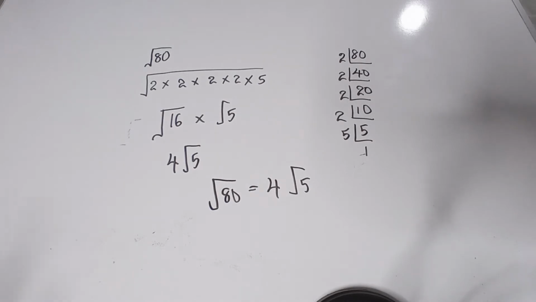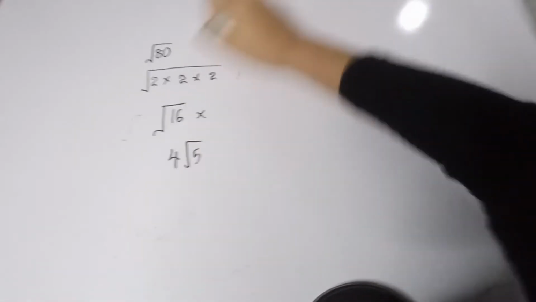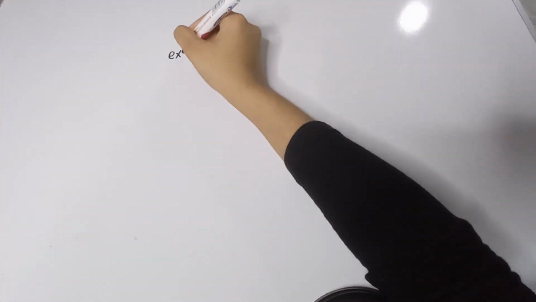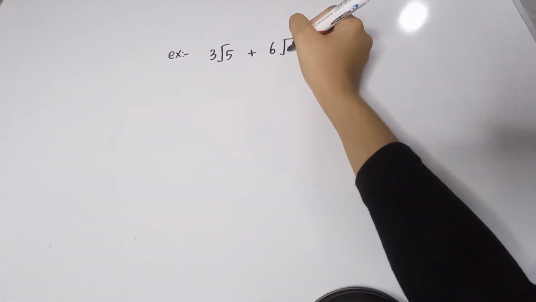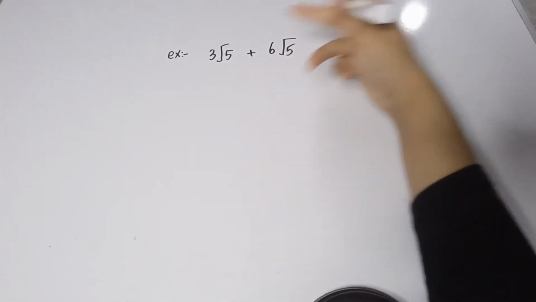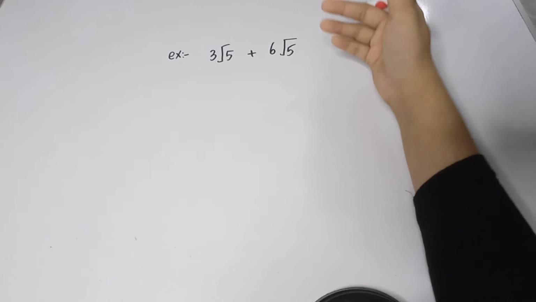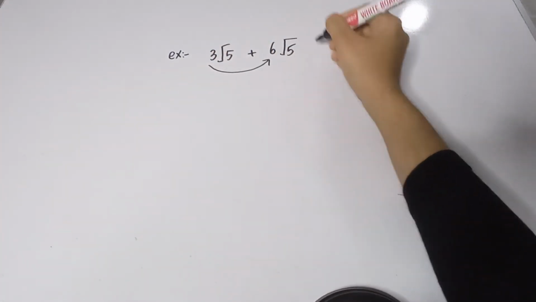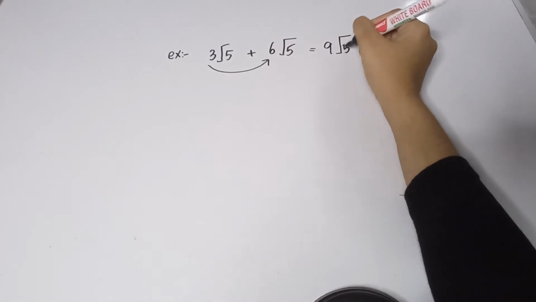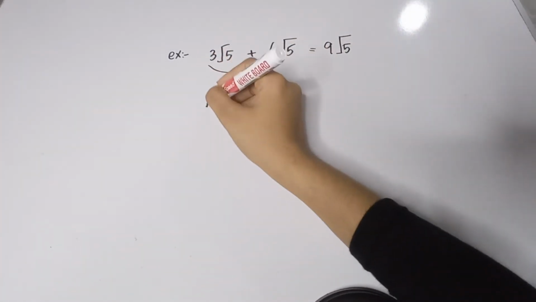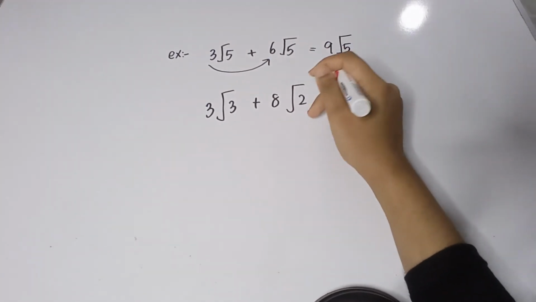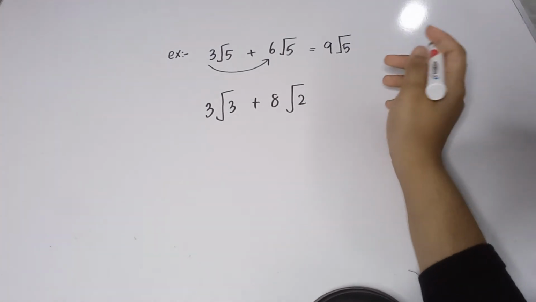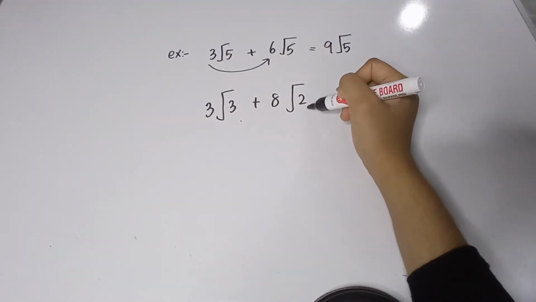So now let's go into the addition of surds. This is also another important part, right? I'm going to take an example where my surd values are going to be the same, root 5, root 5. So when the surd values are the same and the outside number is not the same, we can just add these two. You get 9 root 5. At the same time, if you have different surd values, for example, 3 root 3 and 8 root 2, here we cannot simplify anything further. The reason is the surds are different, right?